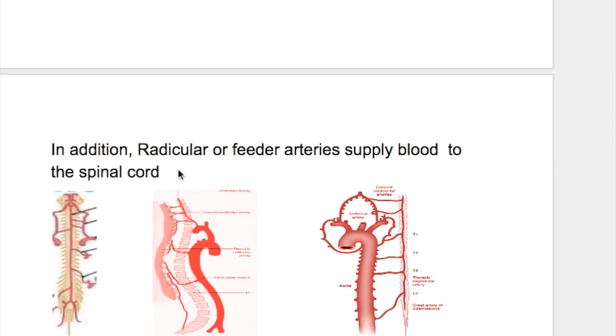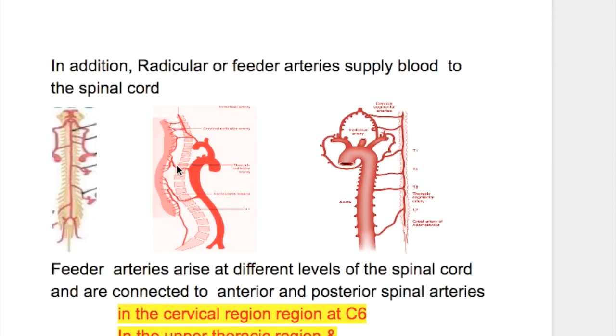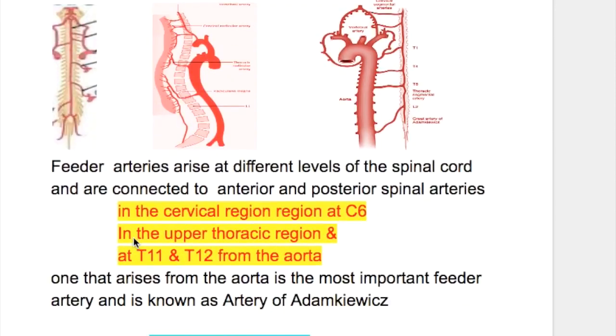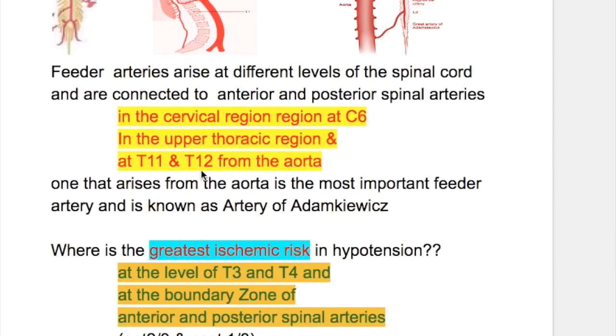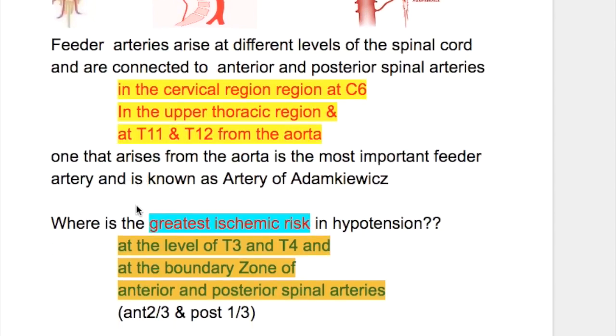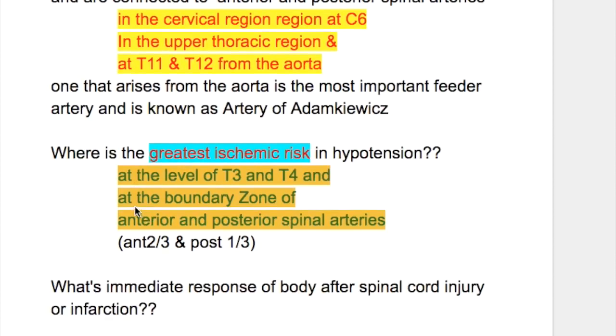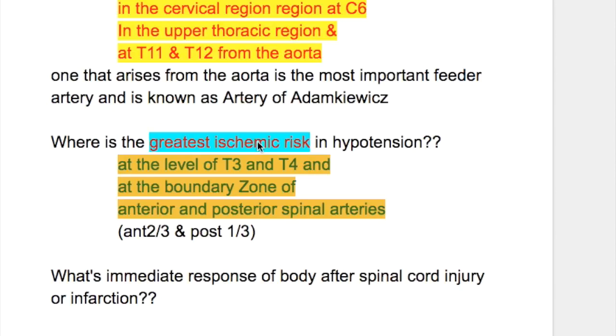In addition, radicular or feeder arteries also supply blood to the spinal cord. Feeder arteries arise at different levels of the spinal cord and are connected to anterior and posterior spinal arteries. Where do these radicular arteries arise? In the cervical region at cervical 6, in the upper thoracic region, and at thoracic 11 and thoracic 12 from the aorta. The one that arises from the aorta is the most important feeder artery and is known as the artery of Adamkiewicz.